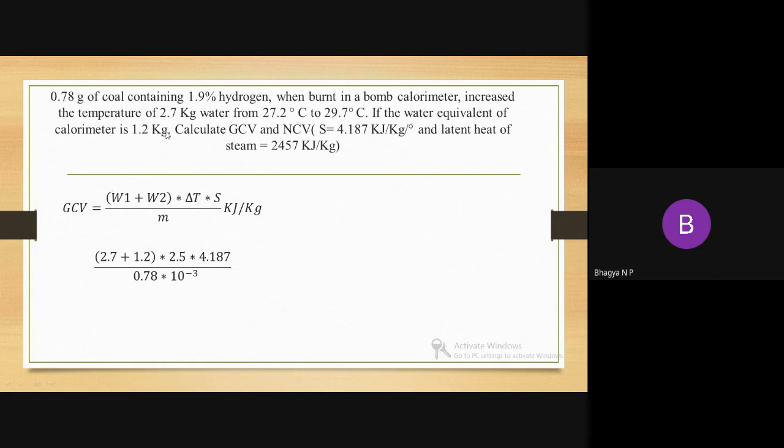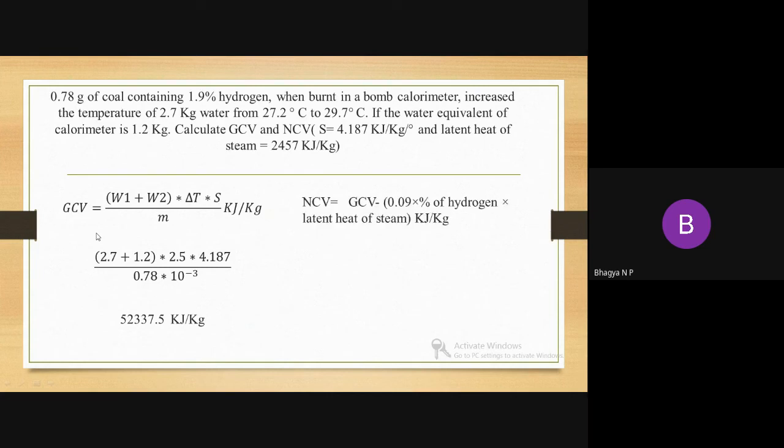So when we look into this problem, W1, W2 value is given in terms of kg, whereas mass of fuel is given in terms of gram. So in that case, we have to convert gram into kg, and that can be done by multiplying by 10 to the power of minus 3. So on calculation of this value, we are going to get 337.5 kilojoule per kg as a GCV value.